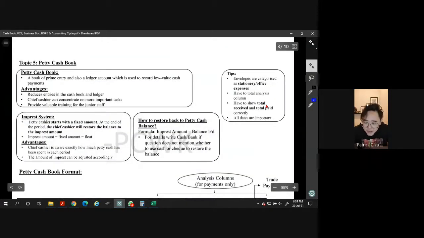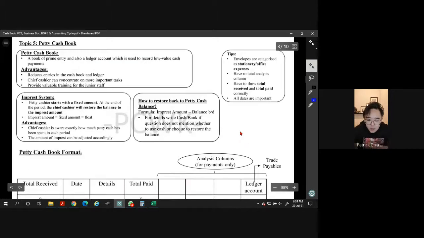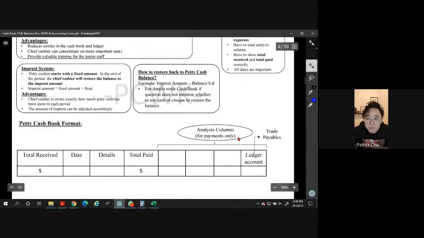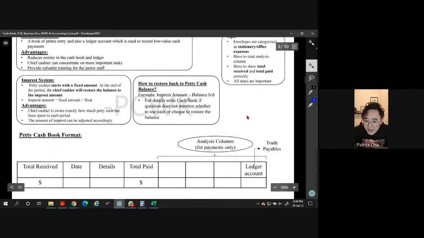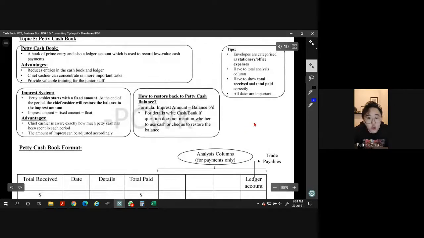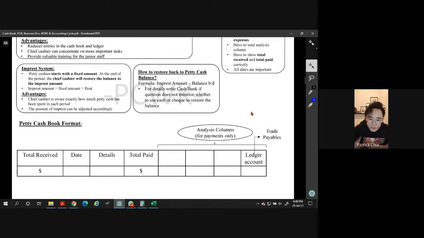Okay. Tip number two, you need to total. After you're done with the petty cash book, this is the format. Please make sure to total up your analysis column. Then you also have to show your total receipt and your total paid. Technically, do your balancing. Also the dates are important. In petty cash book, surprisingly, dates are important. All correct dates will give you 1 mark.